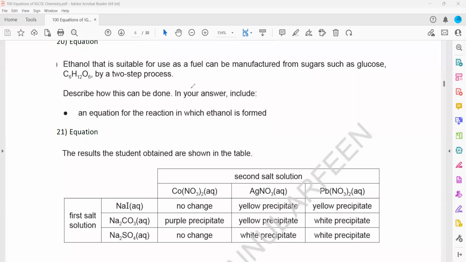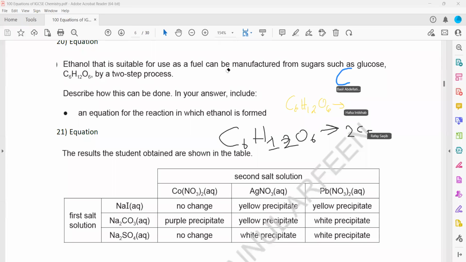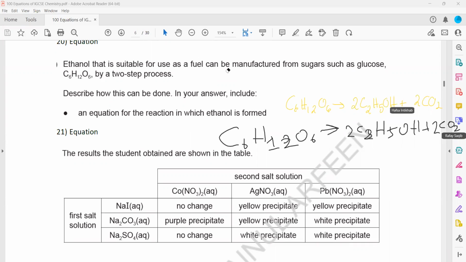So the fermentation: C6H12O6. Yes, you can use its green annotation to complete that. It gives 2 molecules of ethanol, C2H5OH, plus 2 molecules of carbon dioxide.